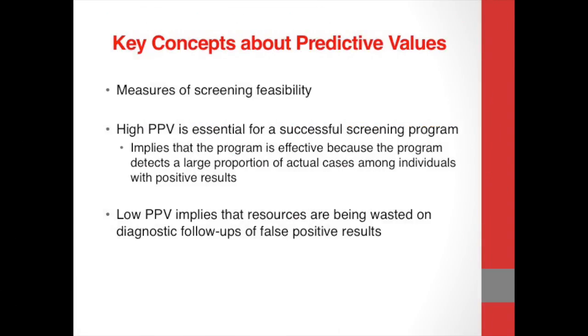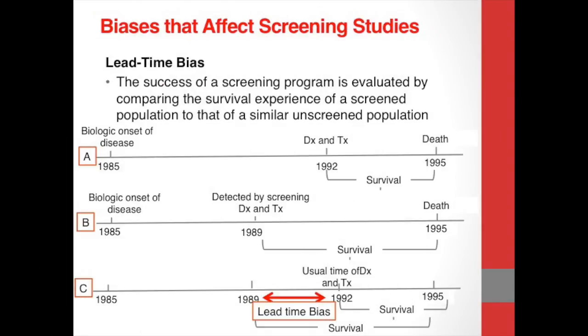When evaluating the feasibility or success of a screening program, one should consider the positive and negative predictive values. A high positive predictive value implies that the program is effective because it detects a large proportion of actual cases among individuals with positive results. A low predictive value implies that resources are being wasted on diagnostic follow-ups of false positive results. There are some biases that can affect screening studies.